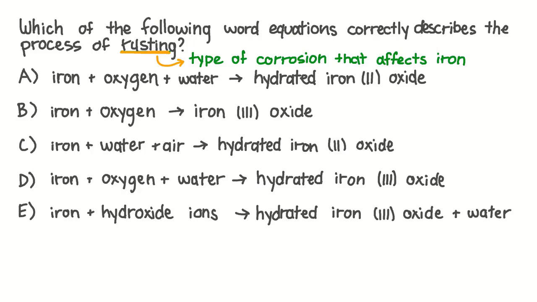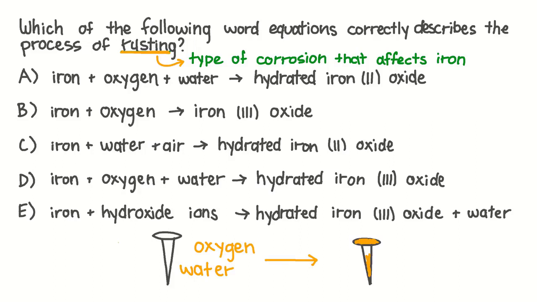Rusting is a type of corrosion that affects iron and some iron-containing alloys. Rusting occurs when iron is exposed to oxygen and water, which forms a reddish-brown substance on the surface of the metal. This substance is hydrated iron 3 oxide, which has the chemical formula Fe2O3·nH2O. There is an n here instead of the usual number of water molecules in the compound, because there's a variety of different hydrated iron 3 oxides that can form.